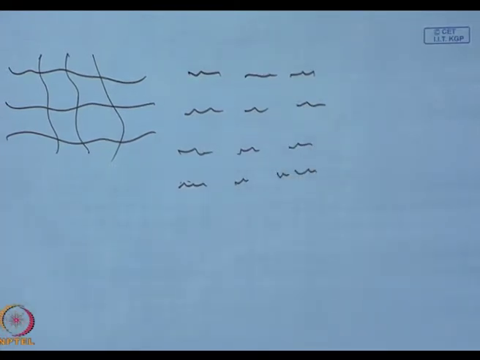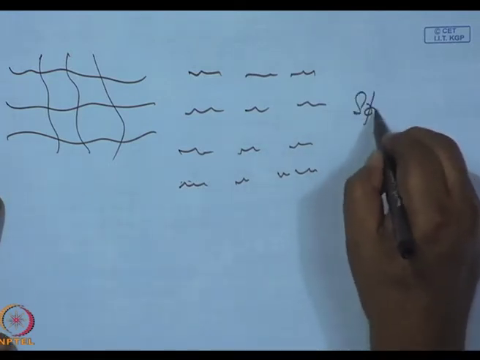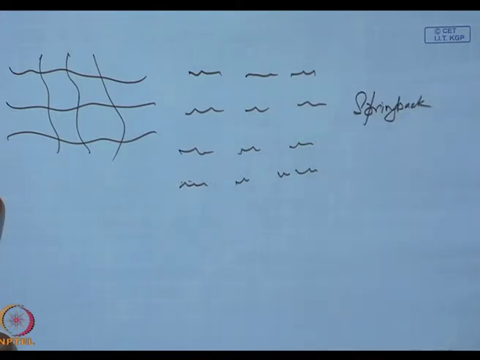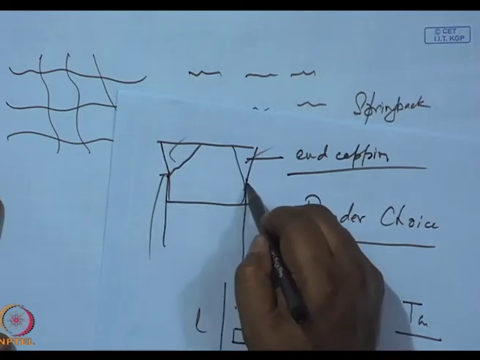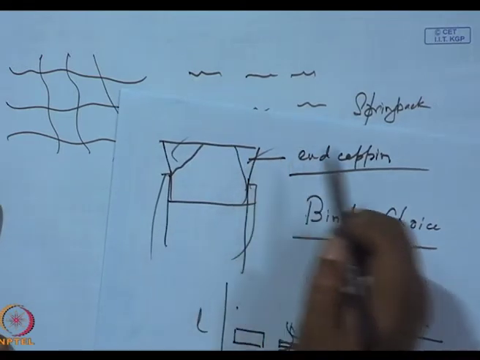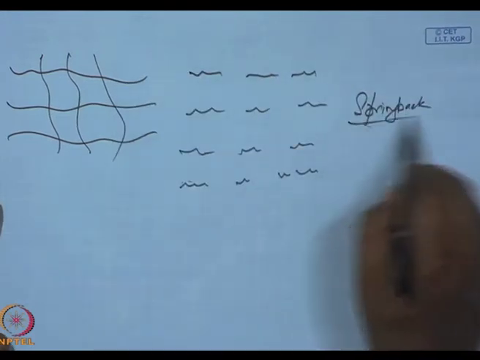Short chains. This avoids the spring back. Spring back is this: as it has come out of the die, the whole pressure is released and it breaks. This is called the spring back.